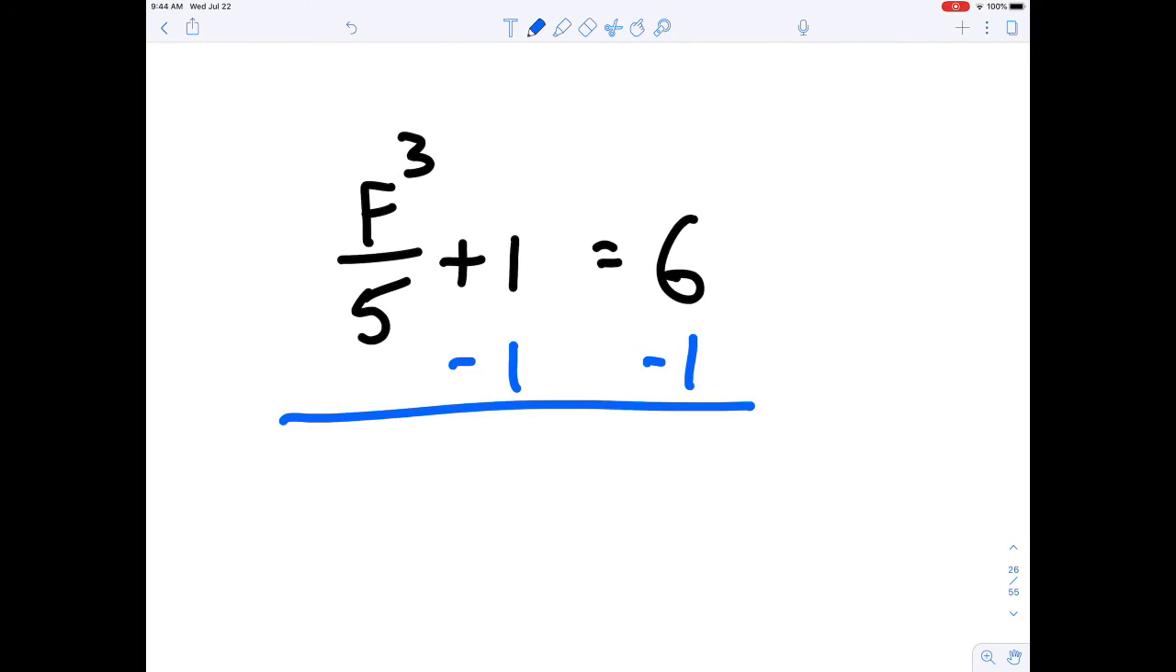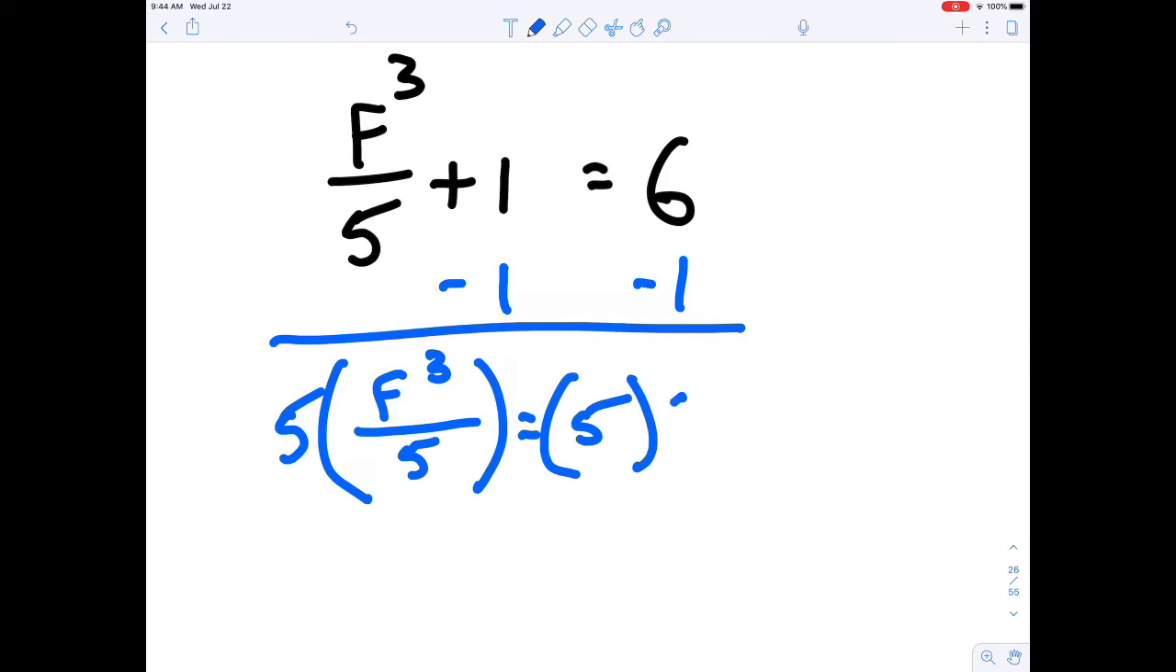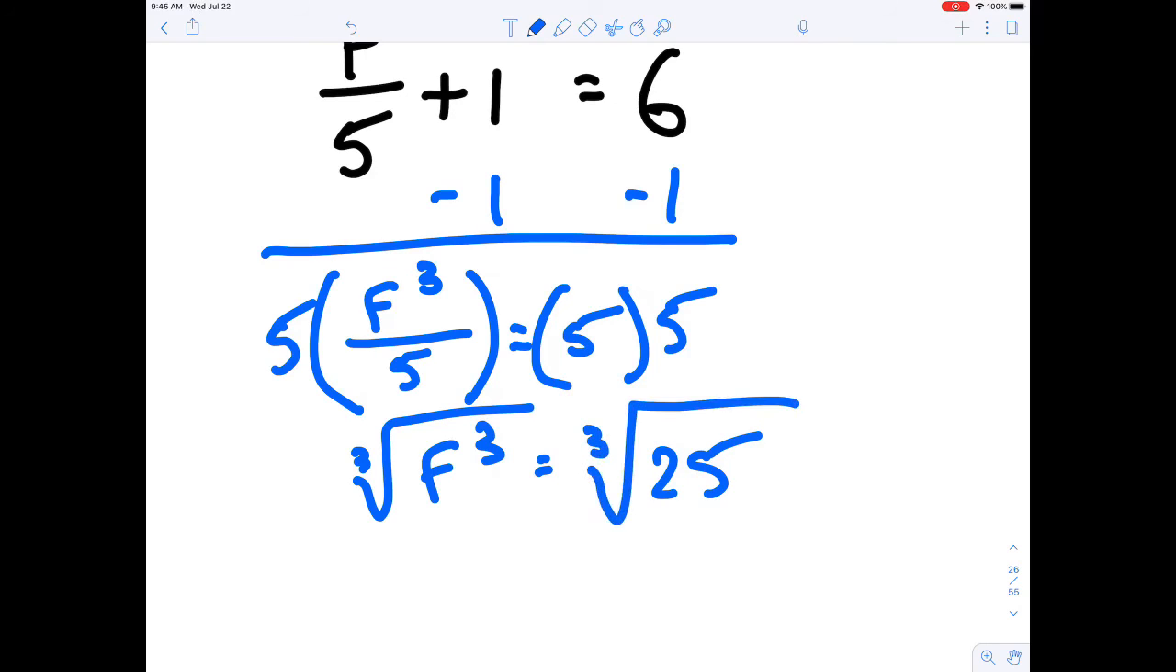Let's go ahead and get rid of the constant. We're going to go ahead and get rid of the divided by 5 by multiplying both sides by 5. And I'm going to go ahead and use the cubic root of both. Let's move this over a teeny tiny, oops. Let's move this over. Cubic root, and I get f equals, and again, don't know what the exact answer is.